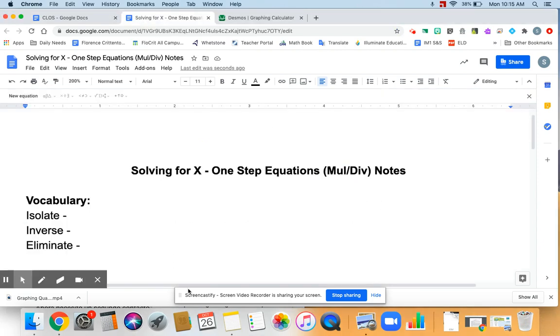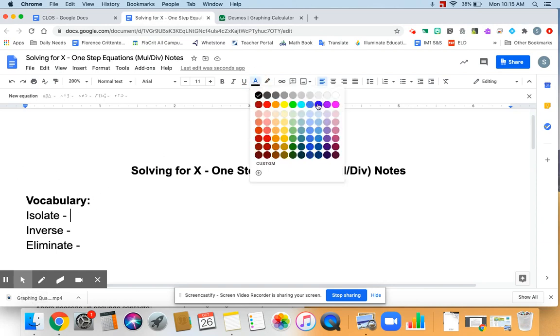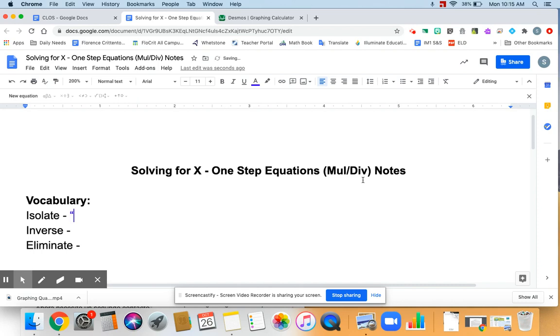If we begin with the vocabulary, the word isolate, remember, is just the big word to mean get alone. So, like if you're isolated, it means you're all alone. So, to isolate a variable means to get it all alone, or it's the fancy way to say solve for x, like isolate x, because our goal when we're solving for x is to get it by itself.